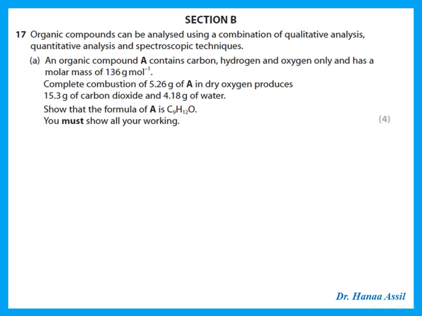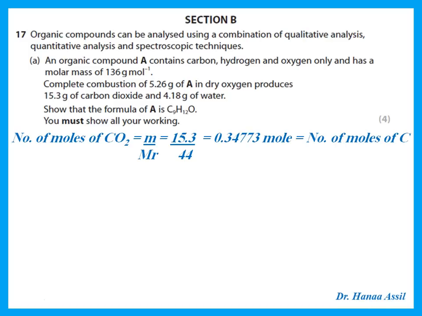Okay, so we're basically trying to get the empirical formula of A. So what should we do? He gives me a mass of carbon dioxide. I can get the number of moles of carbon dioxide, that's mass over molecular mass, and that gives me a certain number of moles, and you know that carbon dioxide has 1 mole of carbon in it, so the number of moles of carbon dioxide is the same as the number of moles of carbon. So now we have the number of moles of carbon. I can get the mass of carbon, number of moles times Mr. So that means I have about 4.17 grams of carbon.